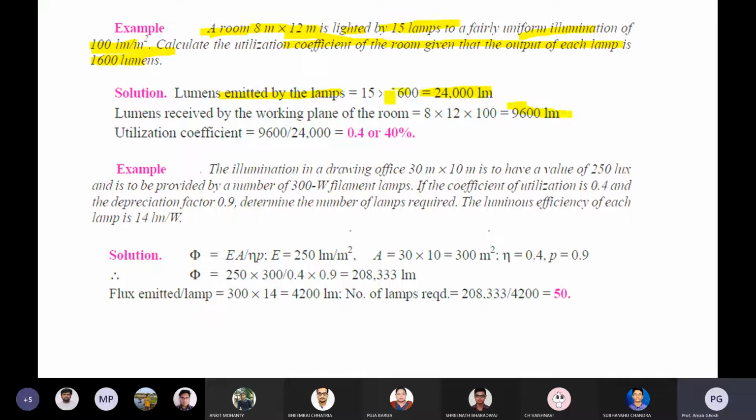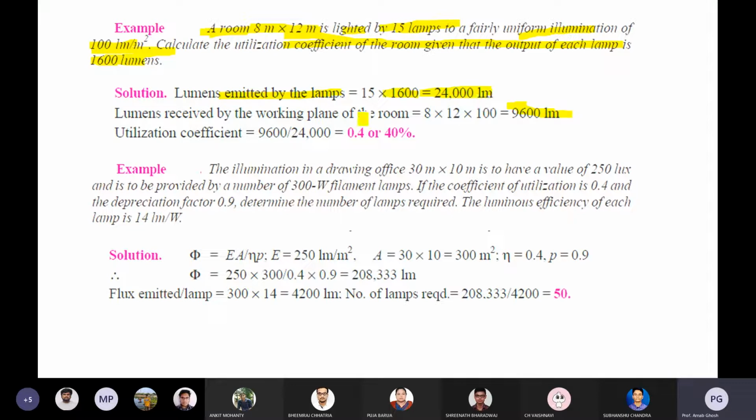24,000 lumens, so it is coming 0.4. So more light is given for that small area, so the utilization factor is also less. It should be more, nearer to 1, for getting a better factor.